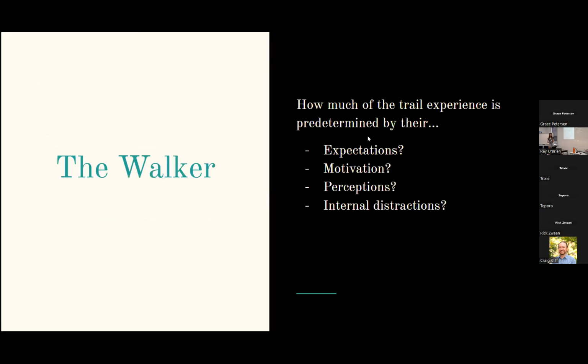So to start with the walker, again, I was asking the question of how much of the trail experience that they have is actually predetermined by things separate to the landscape. So all these expectations, motivations, perceptions, and internal distractions that they walk with.